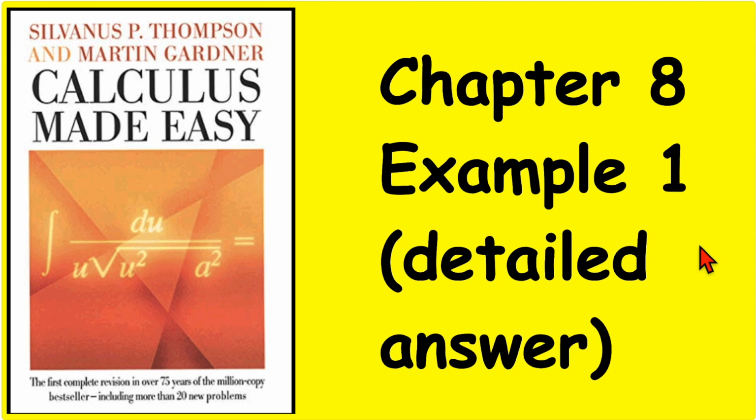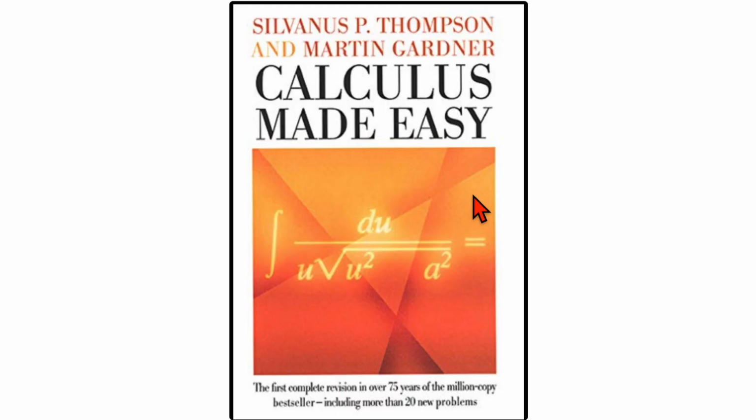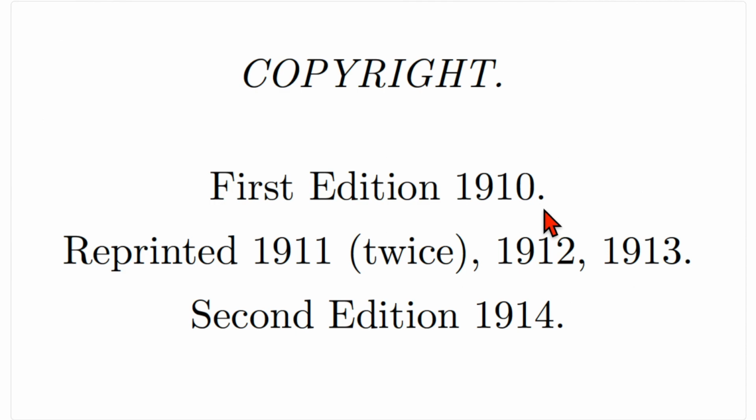Okay, so let's get to the details. Chapter 8, Example 1. This edition was published in 1992, and it has some additional chapters by Martin Gardner, and he cleaned up the language a little bit because this book was originally published in 1910, so that's 113 years ago. It was very popular. It was reprinted several times, and the second edition was shortly thereafter in 1914.